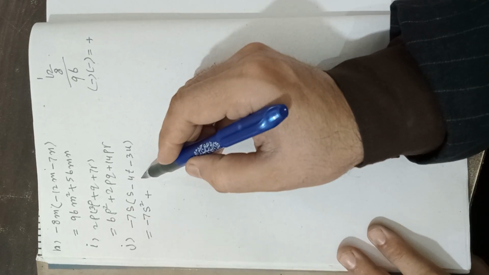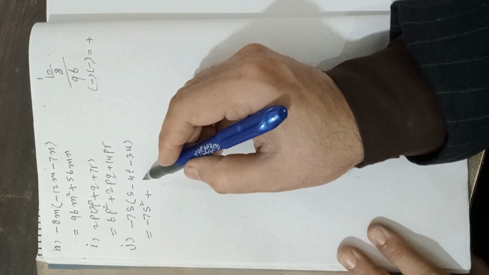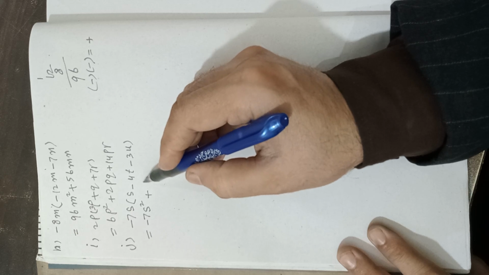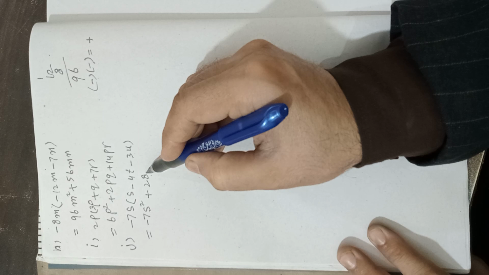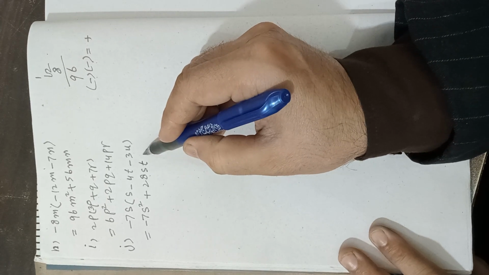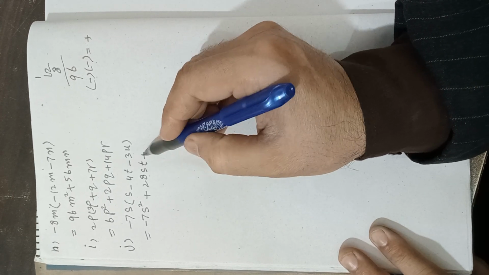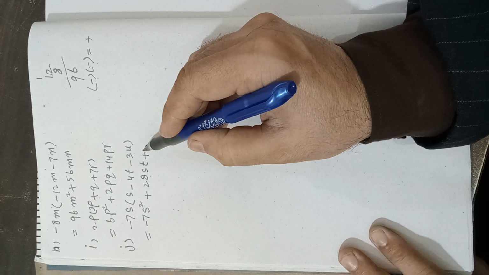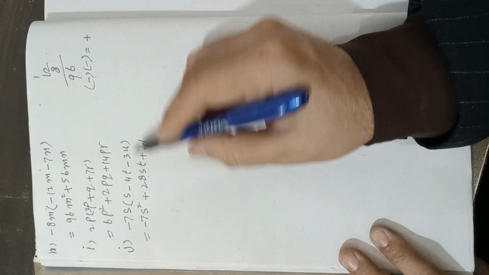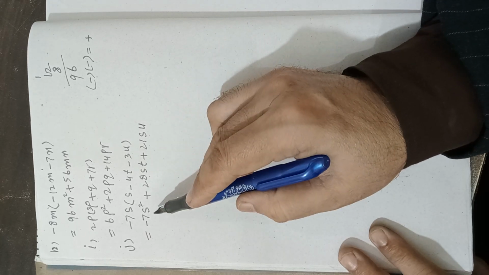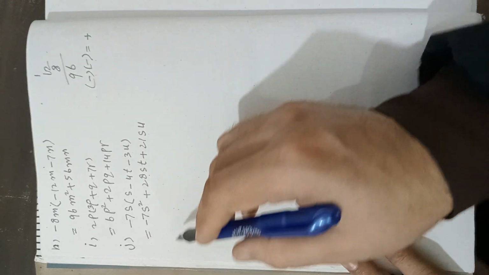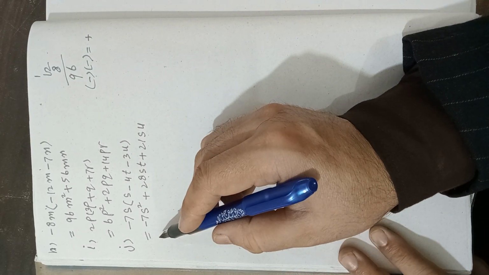So 7 4s are 28, 7 multiplied by 4 is equal to 28, and s multiplied by t is equal to st. This minus sign will also become a plus sign, and 7 3s are 21, and s multiplied by u is su. See here, is there any like term? There is no like term, so you will not solve it further.